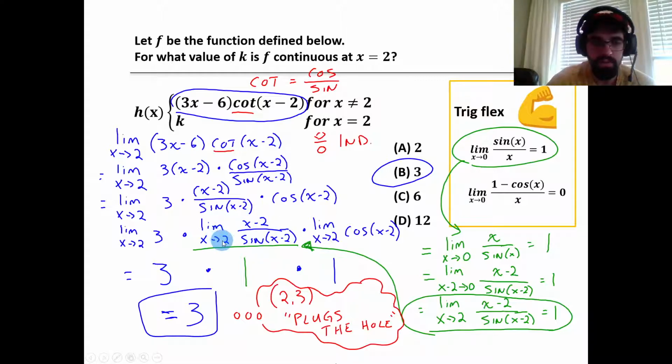The limit as x approaches 2 of x minus 2 over sine of x minus 2. And so that's where this identity comes into play. So we're going to make this trig identity look like this right here, with x approaching 2 and with x minus 2 on top instead of x on bottom, and sine of x minus 2 on bottom instead of sine of x on top. So we're going to make this look like this. The first step is we're going to take this limit function and write the reciprocal.